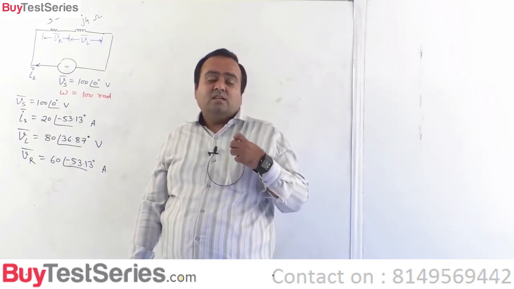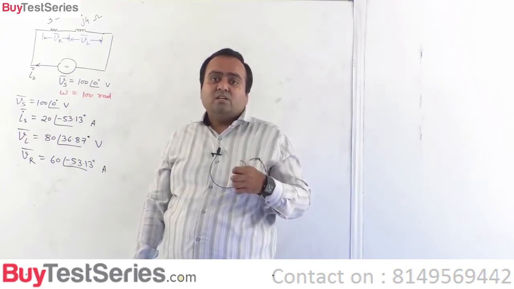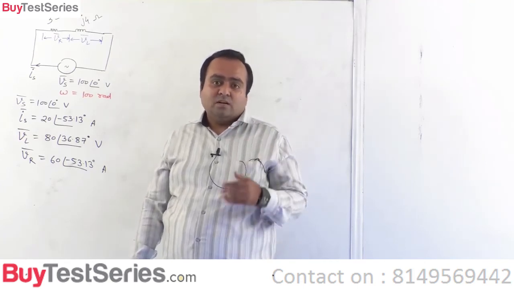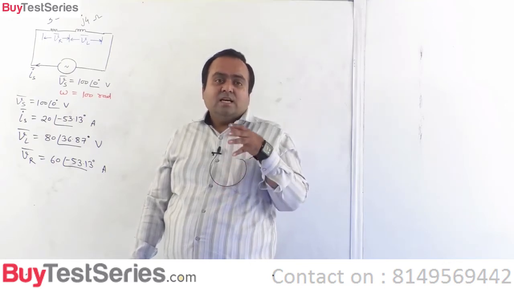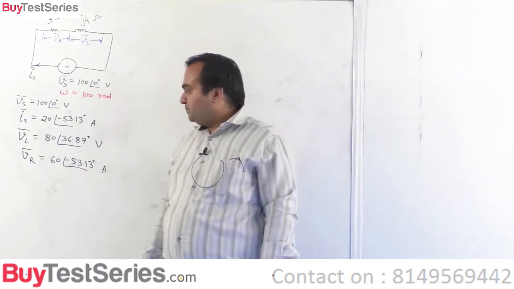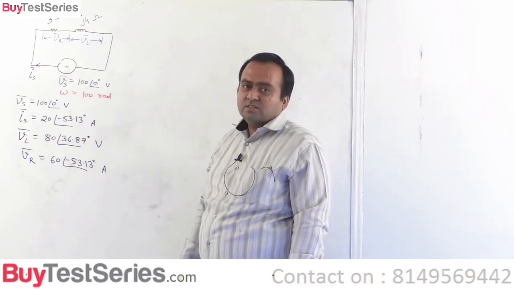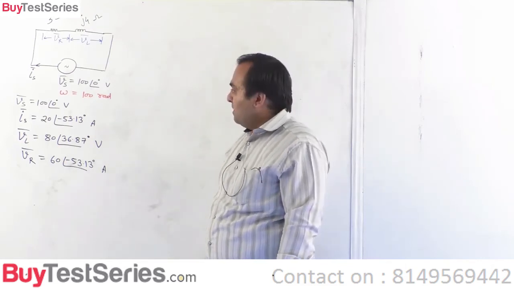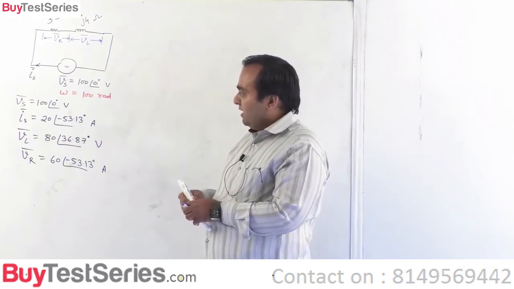Whereas for a capacitor, the reactive power has to be taken negative, because a capacitor is a source of reactive power, it is a source of lagging VARs, whereas an inductor absorbs the lagging VARs. It is okay. So these are the results that we got. Now how can we do the power calculations?